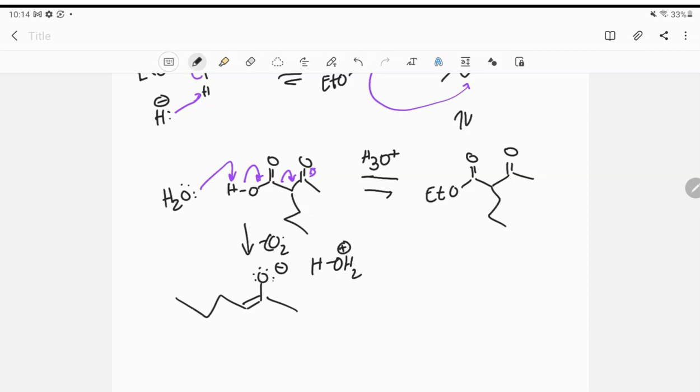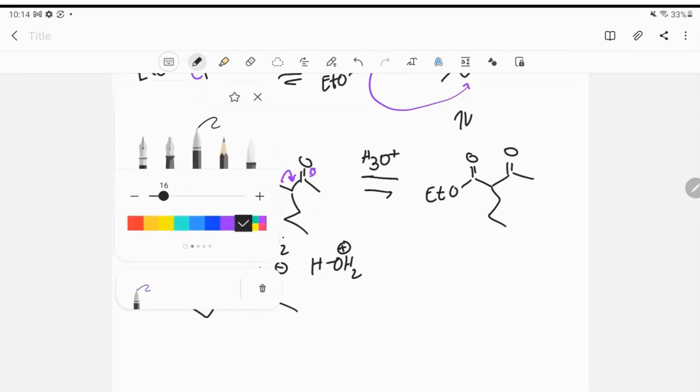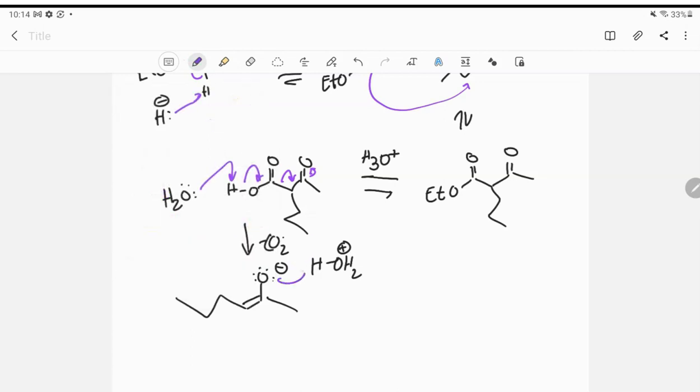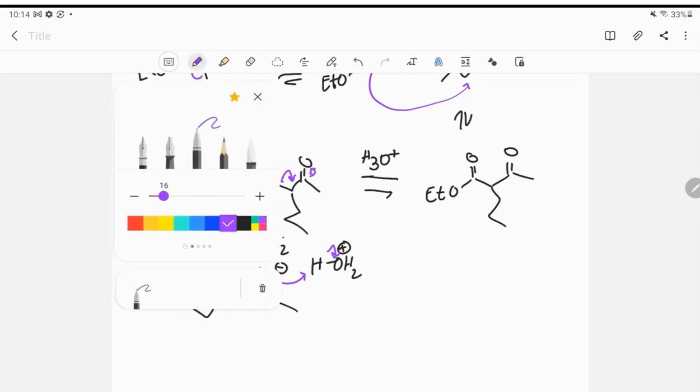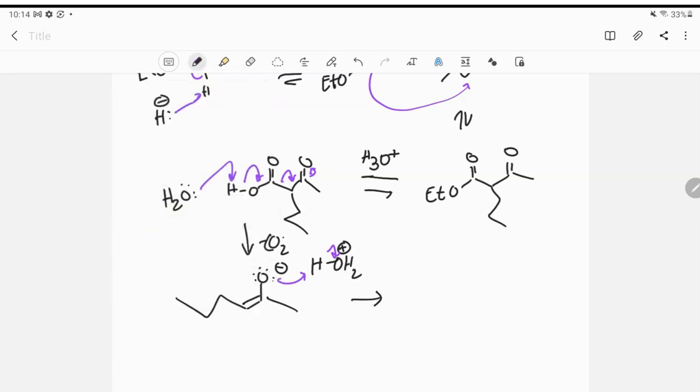So now we have our H3O+. Make the enol. And then tautomerize. 1, 2, 3, 4, 5, 6. 1, 2, 3, 4, 5. I guess I'll be consistent. 1, 2, 3, 4. There we go. Ta-da! And then we have our ketone now. That had 2 more carbons than our original alkyl halide.